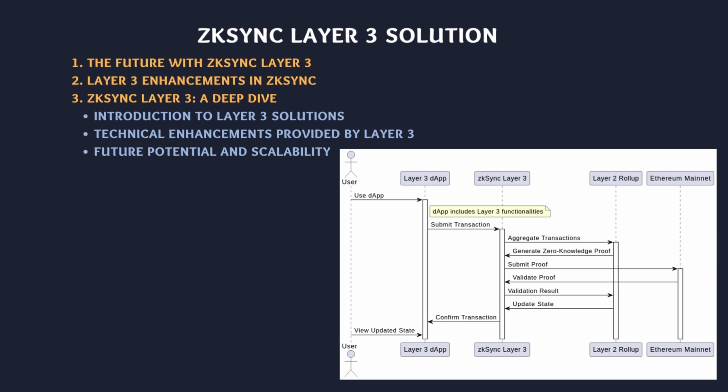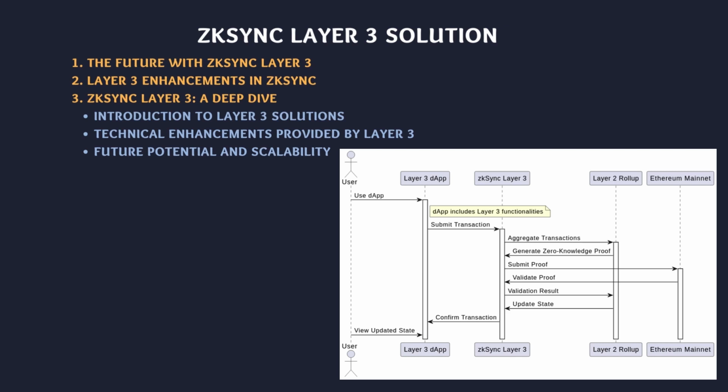2. More complex smart contract capabilities. Layer 3 allows for more complex smart contracts. This is crucial for developing sophisticated dApps that require intricate logic and functionalities. With Layer 3, developers can build smart contracts that were previously too complex to be efficient on Layer 2.